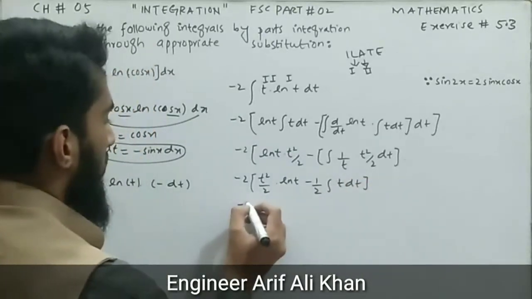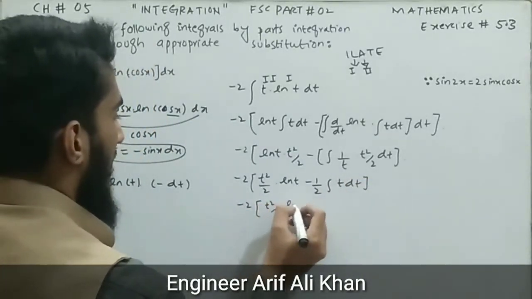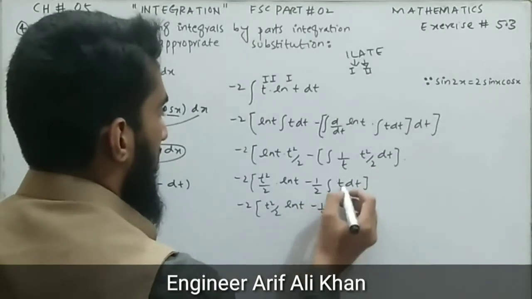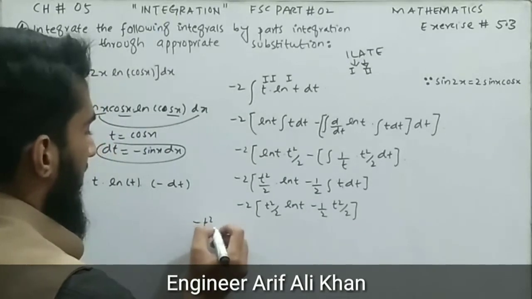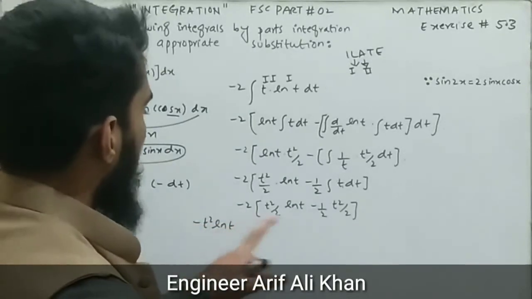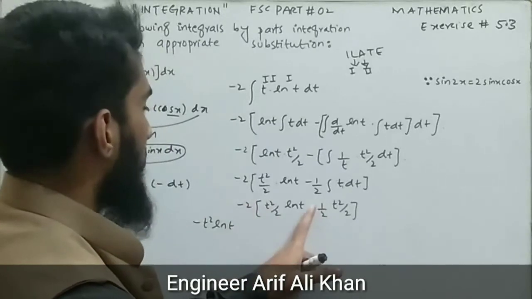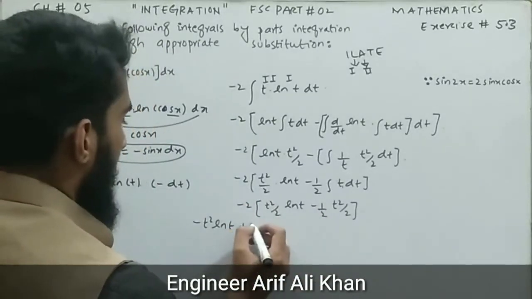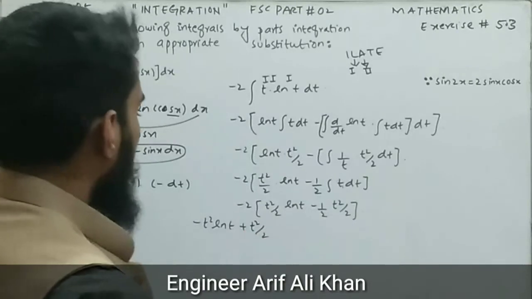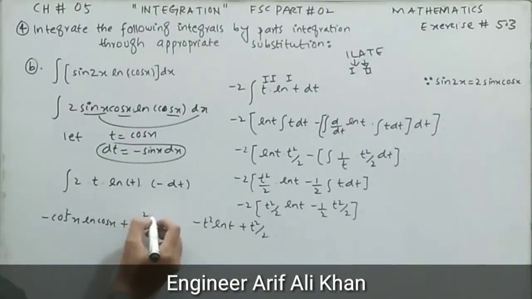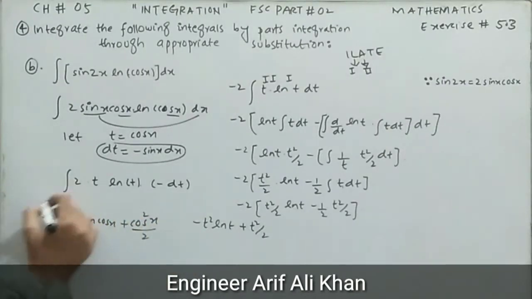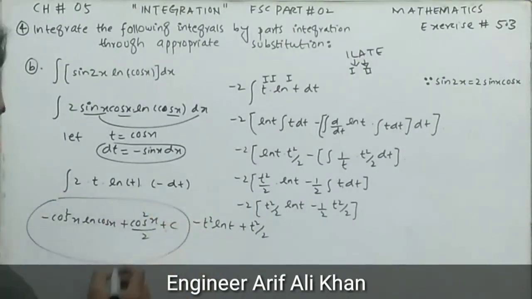So it becomes minus 2 into t square by 2 ln of t. It becomes minus 1 over 2 times the integration of t, which is t square by 2. So this 2 cancels out with 2, we are left with minus t square ln of t, and over here 2 cancels out with 2, we are left with just 1, and minus into minus gives us plus t square by 2. So after this replace t with cos of x, so it becomes minus cos square x into ln of cos x, plus cos square x divided by 2. So this is the required and desired answer.